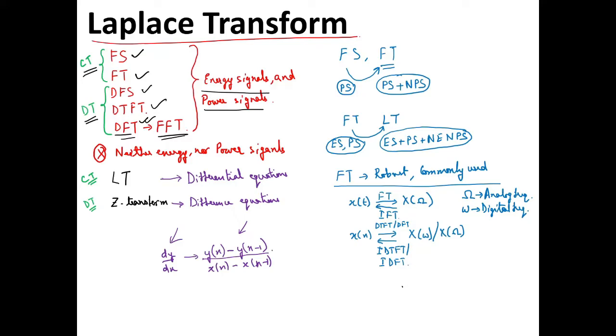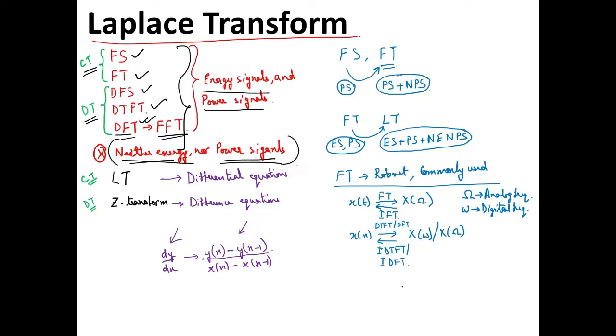Now, they have certain disadvantages. What are the disadvantages? We saw that there are certain types of signals which are neither energy signals nor power signals. Under this condition, the aforesaid transforms fail. In other terms, you can say these are signals which are going out of bound, or which are neither growing nor decaying. Many of these signals, which fall in the category of neither energy nor power signals, cannot be analyzed using the aforesaid transforms.